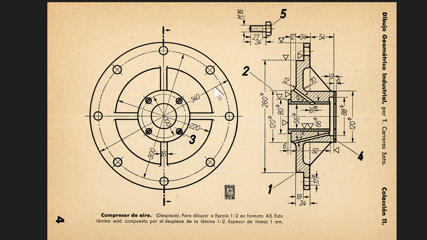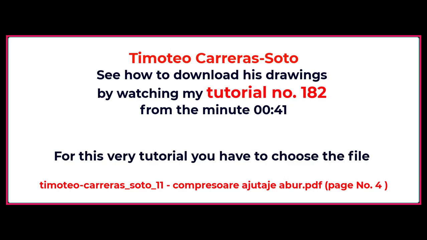Dimensions here are all present, and only this, which must be some threaded holes, are missing, but we placed our dimension. This part is taken from Timoteo Carrera Soto drawings, and you can download it by watching the tutorial number 182.